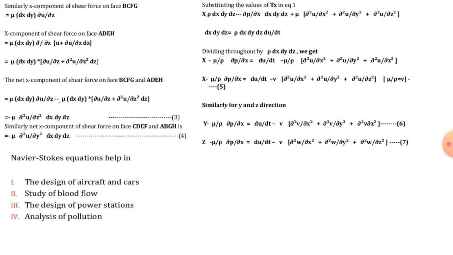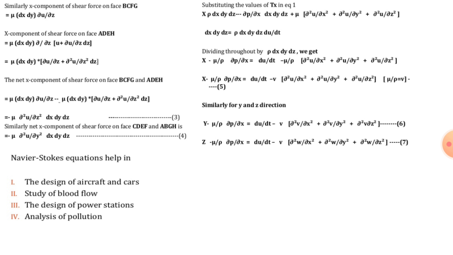Similarly for z: mu divided by rho into dou p divided by dou z is equal to dw by dt minus nu times the bracket dou square w divided by dou x square plus dou square w divided by dou y square plus dou square w divided by dou z square. These are the Navier-Stokes equations.